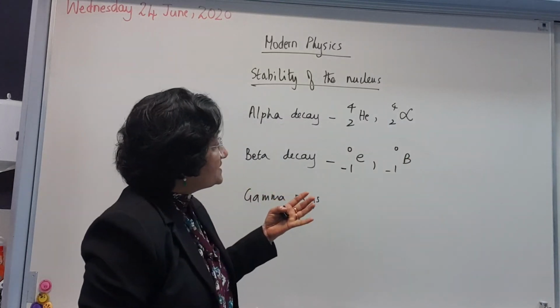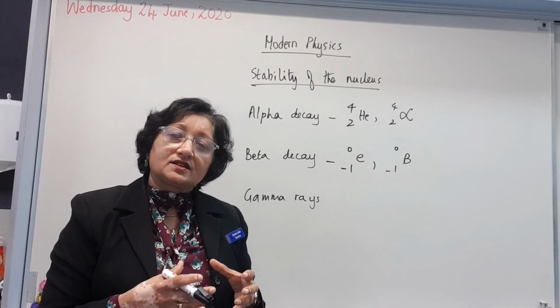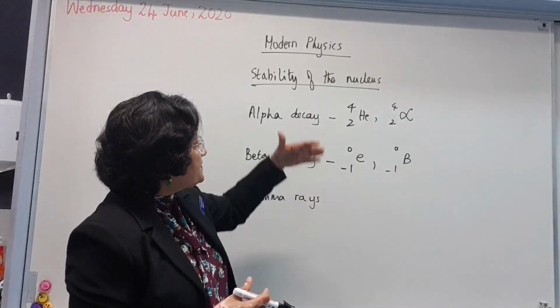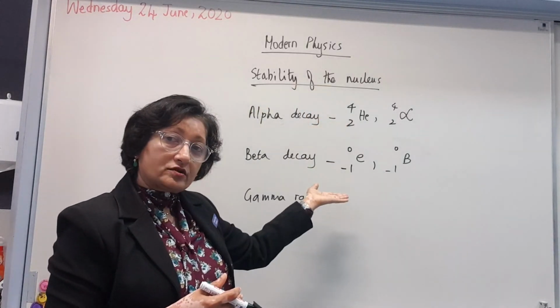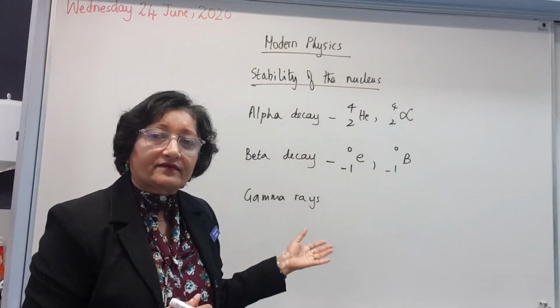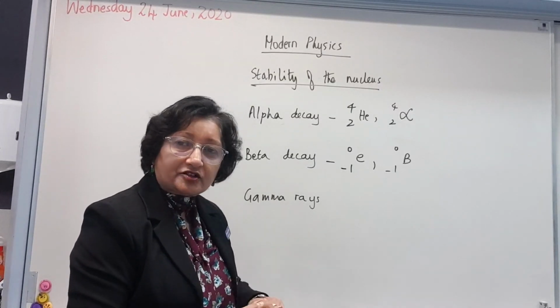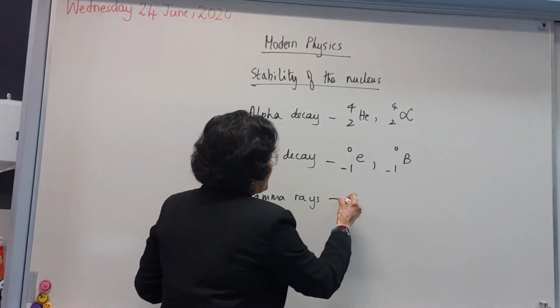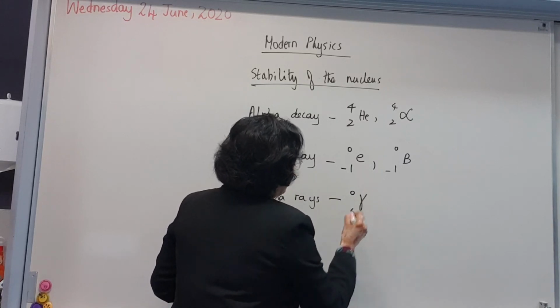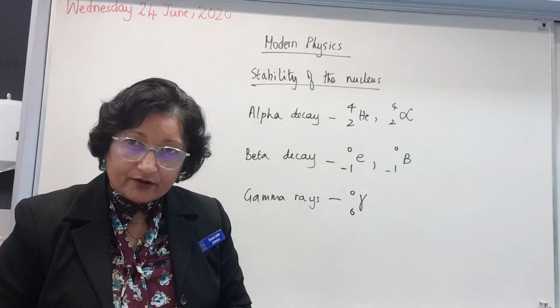Now, sometimes the unstable atoms or nuclei have too much energy within themselves, and in spite of giving out an alpha particle or a beta particle, they often lose that excess energy by giving out gamma radiation. Now, gamma rays are just high frequency electromagnetic waves. They have no charge and no mass, and that is how you write the symbol for a gamma ray.